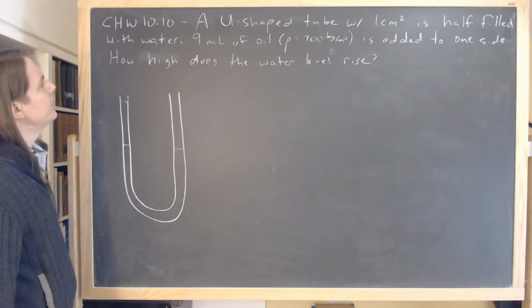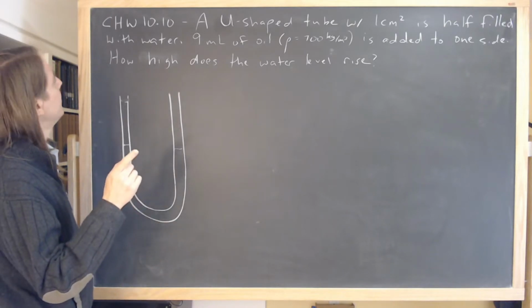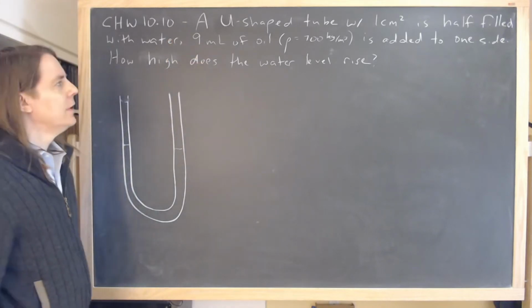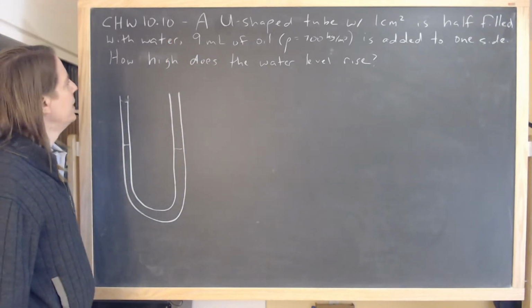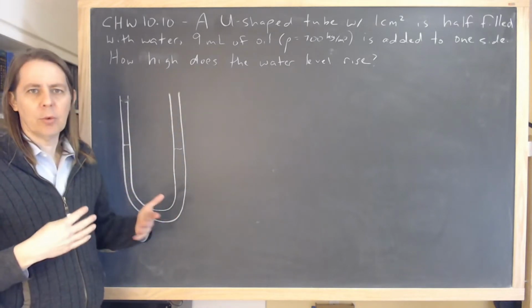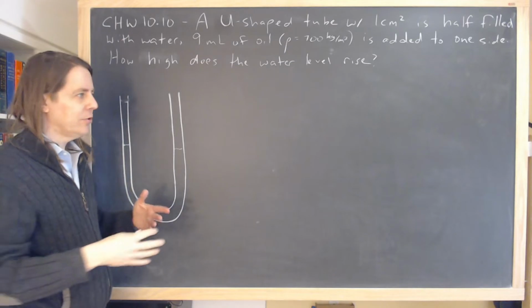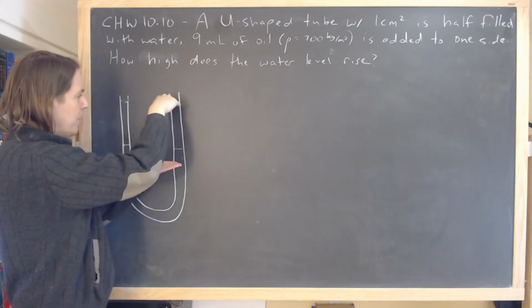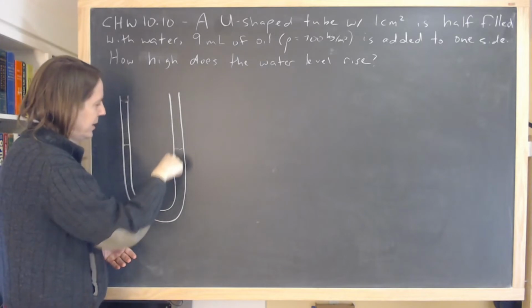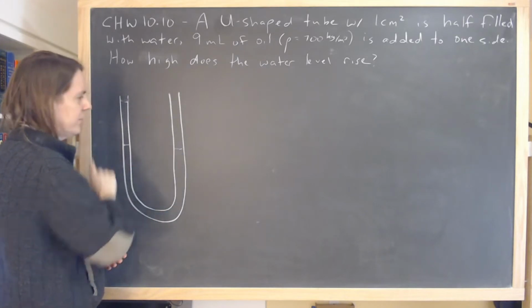And then what happens is we half filled with water, and now 9 mils of oil are added to one side. And what's going to happen? So if we pour oil on here, one thing is oil and water don't mix, maybe you've heard. So the oil won't mix into the water, it'll remain its own column sitting on top of the water, but it's going to push that down. And if that goes down, that has to go up.